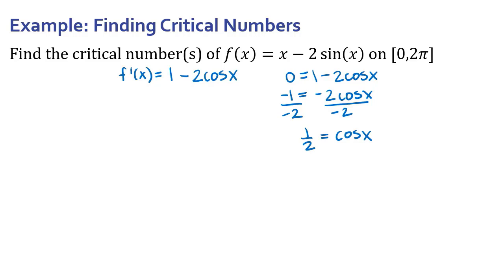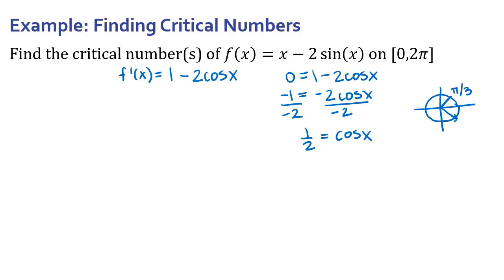So that means what values, when you take the cosine of it, give you 1/2. If you think about that unit circle, cosine is the x values, so it's going to be positive in the first and in the fourth quadrant. And so those special angles: cosine of pi over 3 gives you 1/2.